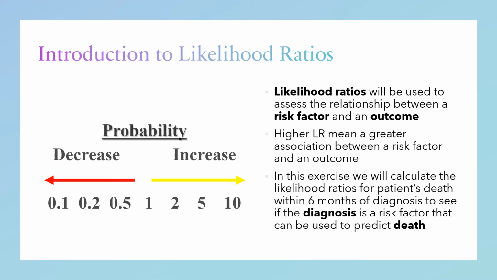So today we're going to be learning how to calculate likelihood ratios. Likelihood ratios will be used to assess the relationship between a risk factor and an outcome. In this case, we are going to use the risk factor of age at diagnosis and the outcome of age at death. A higher likelihood ratio means a greater association between the risk factor and the outcome. In this exercise, we will calculate the likelihood ratio for patients' death within 6 months of a diagnosis to see if diagnosis is a risk factor that can be used to predict death.